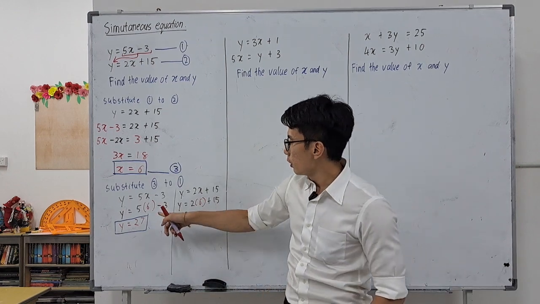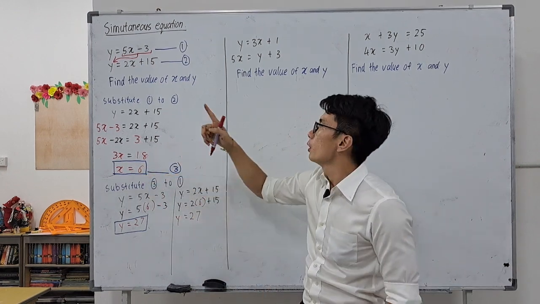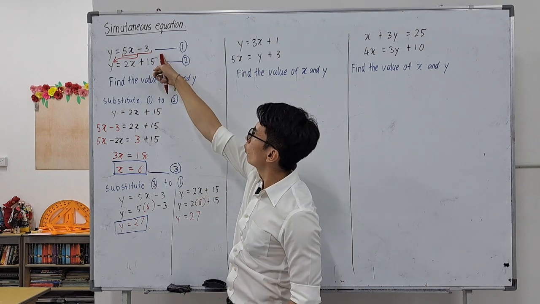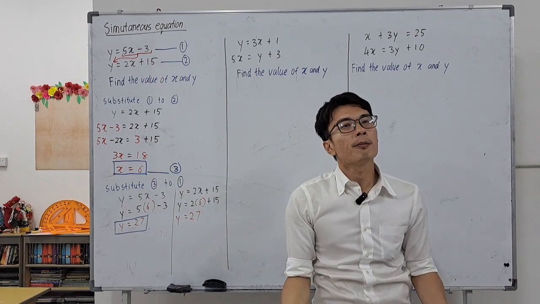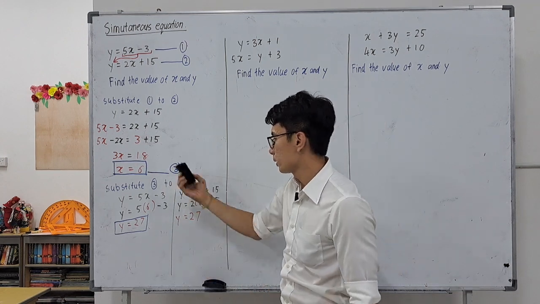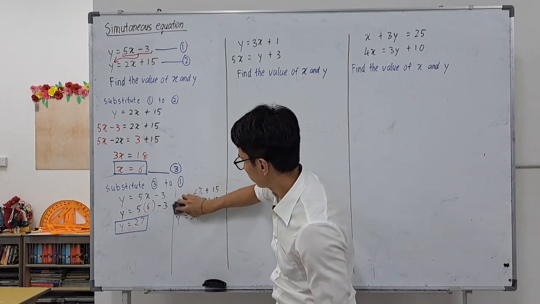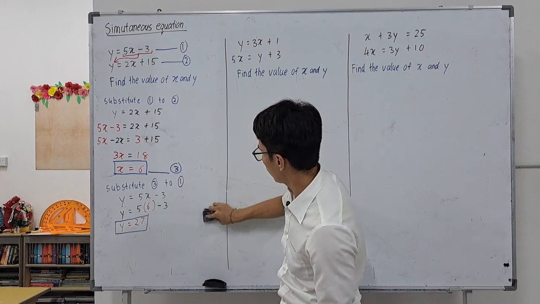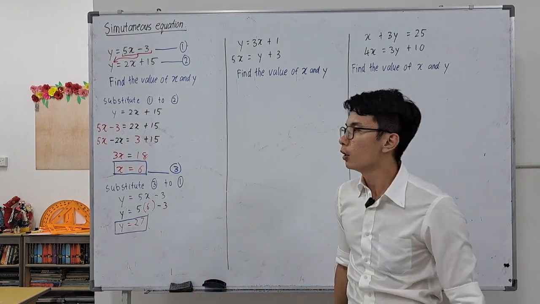Okay, you see? Once you find the x value, you can substitute back into equation 1 or equation 2, and you will get the same answer. You can see over here. But of course, for this example, I just substitute equation 1. Okay, so that's how we solve simultaneous equation.